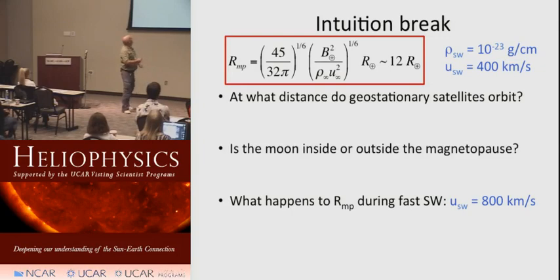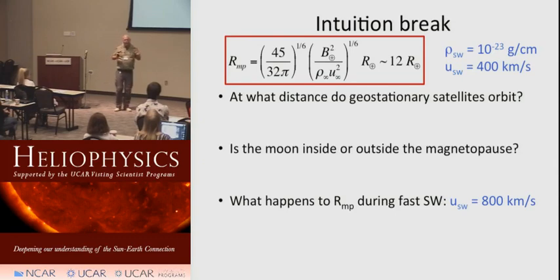Okay? This is for a solar wind speed of 400 kilometers per second. We saw that that's a pretty typical solar wind speed. And a solar wind density of about 10 to the minus 23 grams per cubic centimeter. Very low density. We're very far away from the sun. Okay, so I get about 12 Earth radii.